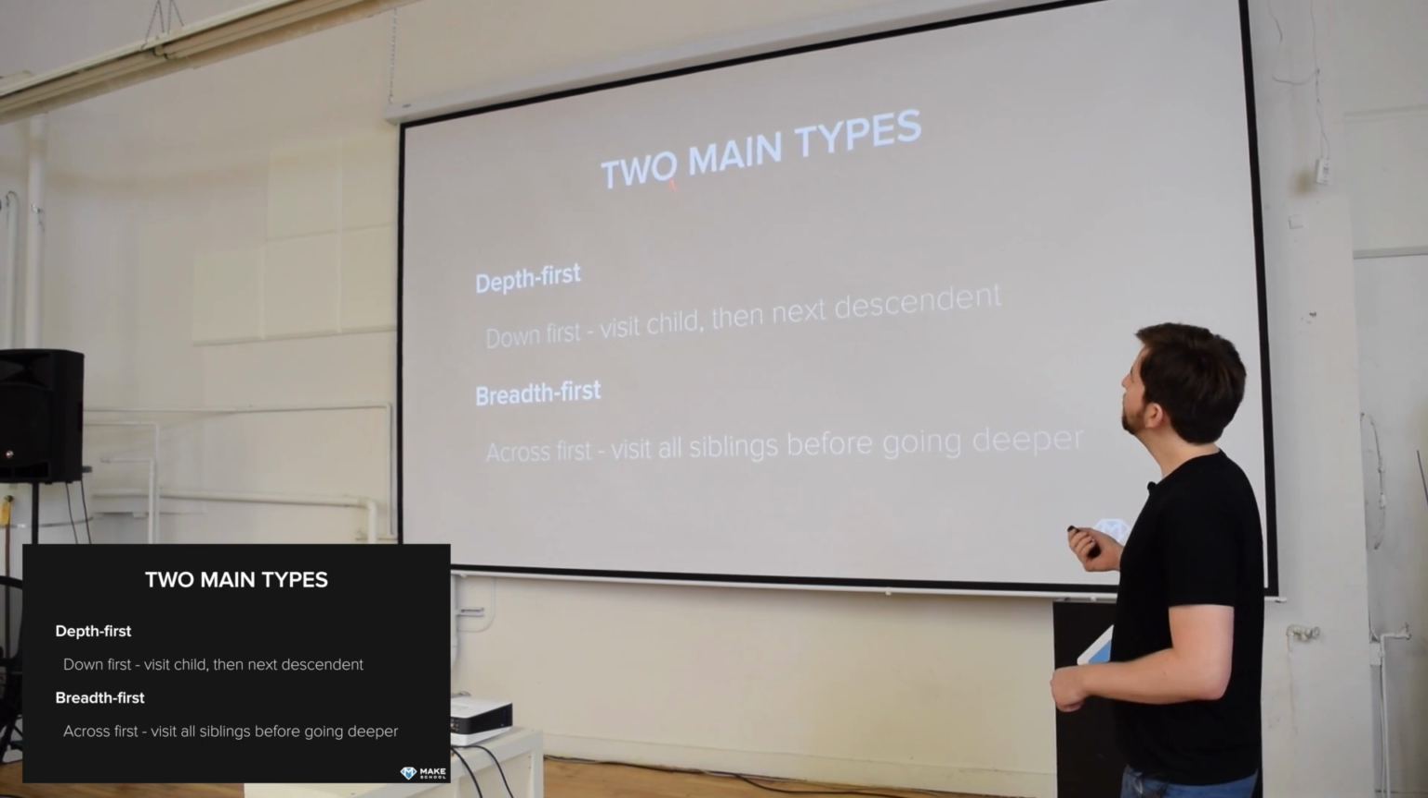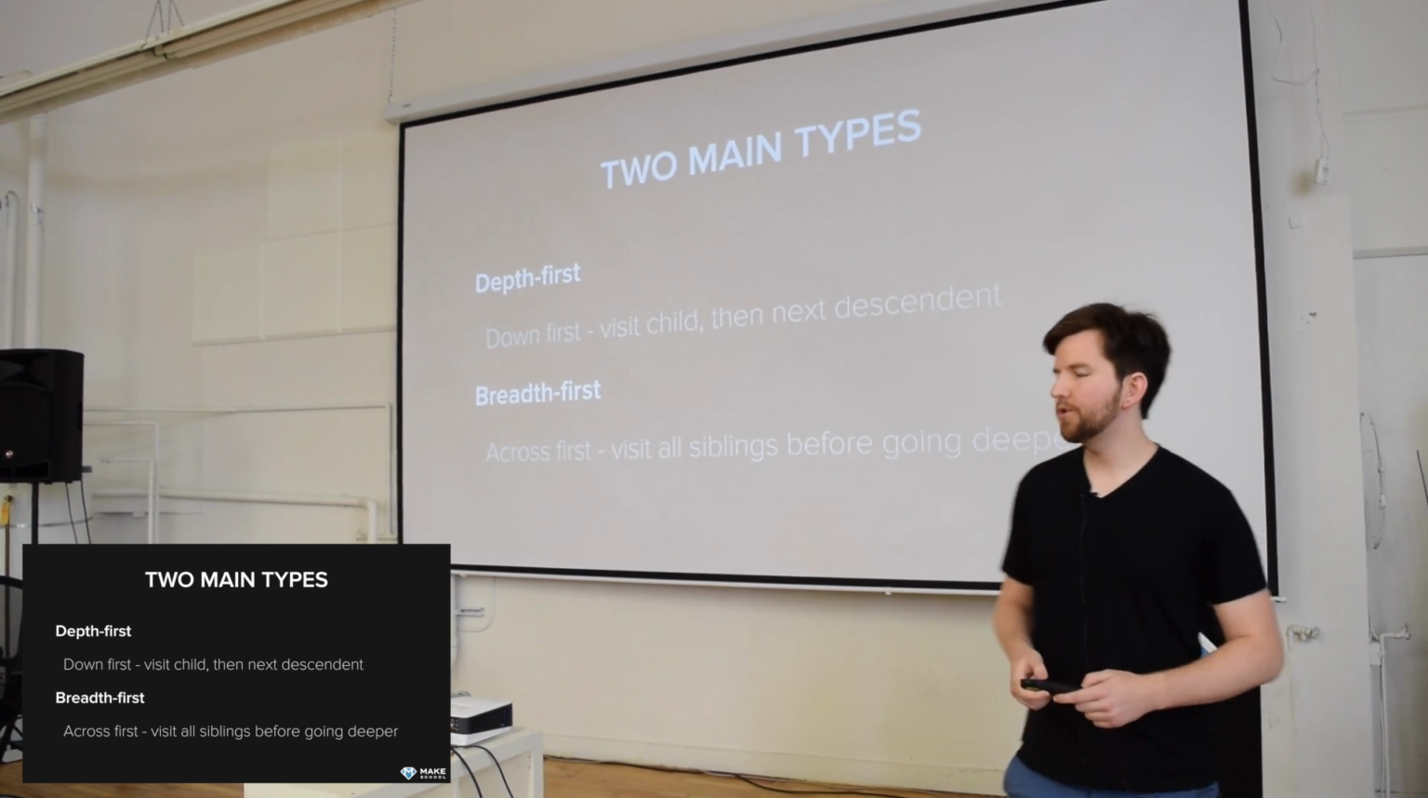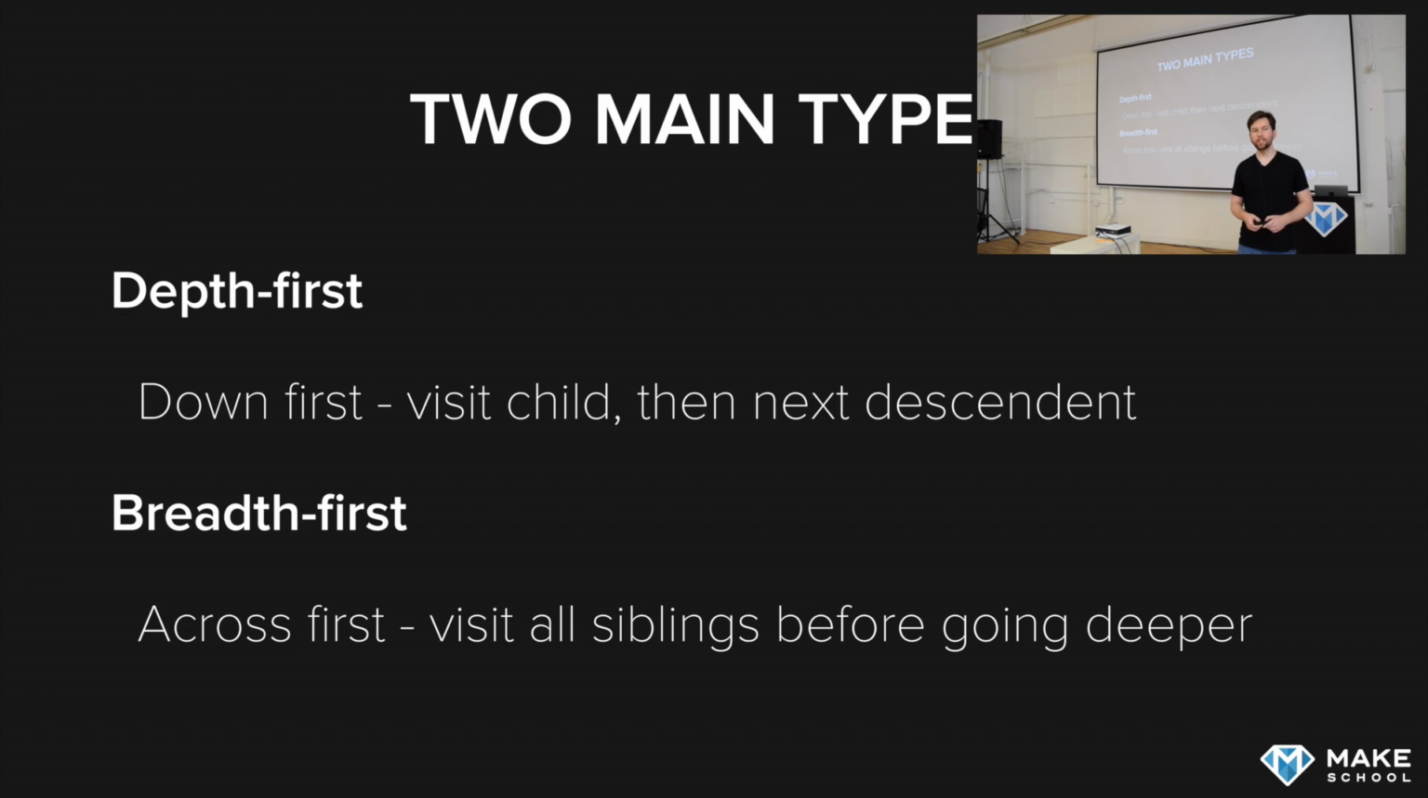There are 2 main, most important types of traversals: depth first and breadth first. And you are going to actually implement both of these as part of your maze generation project. So when Dion was talking about depth first and breadth first, this is what he was talking about.